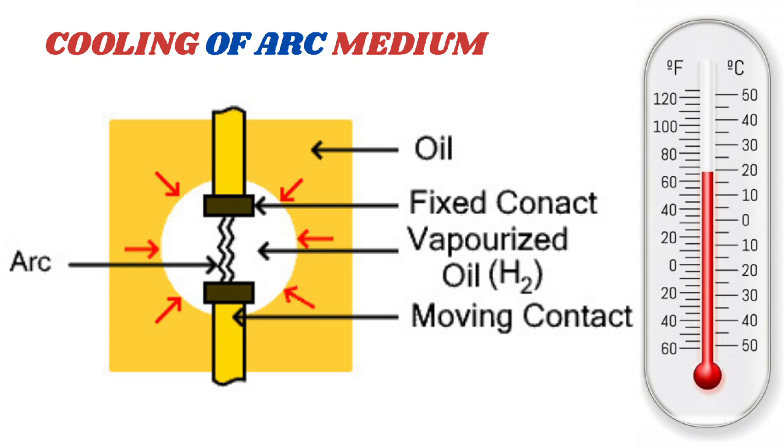When the arc is cooled, the energy dissipated by the arc is reduced, making it easier to extinguish. Cooling the arc can be achieved through various means, including using arc chute or arc splitter plates, which can help to dissipate the arc energy. Cooling the arc can also be achieved through the use of cooling gases or liquids.